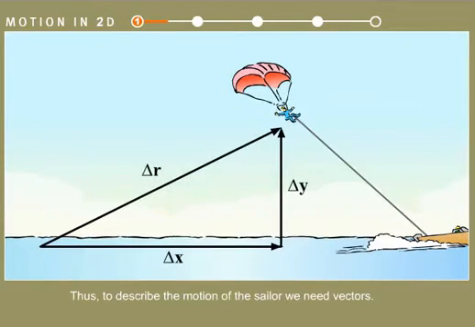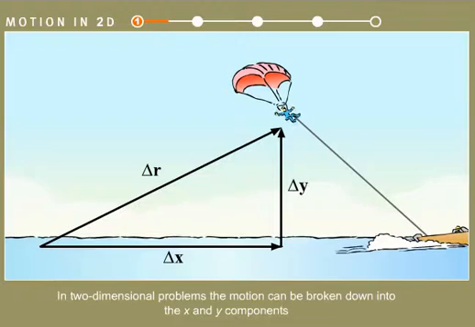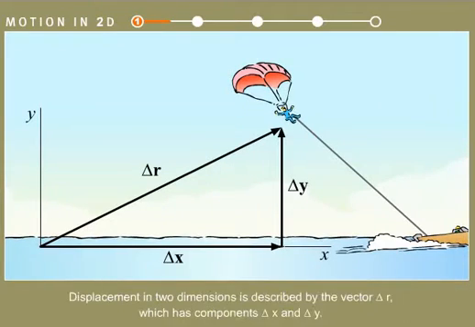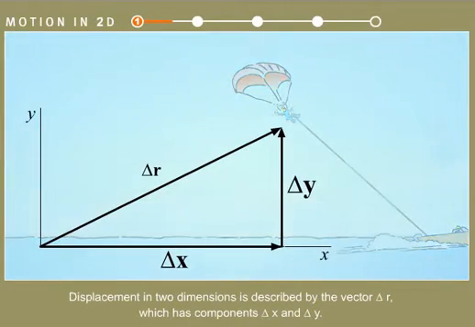In two-dimensional problems, the motion can be broken down into the x and y components, where x is usually taken to be along the horizontal direction and y along the vertical direction. Displacement in two dimensions is described by the vector delta r, which has components delta x and delta y.